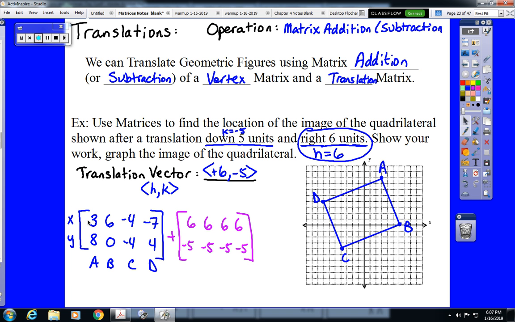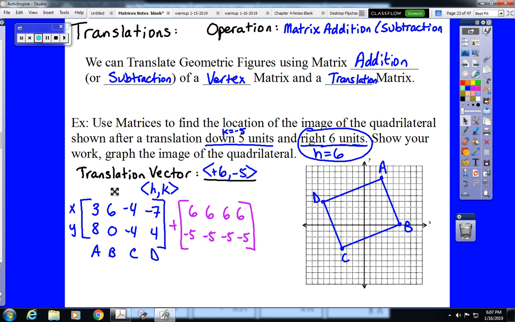I've left myself no room to work, so I'm going to have to do a little bit of adjusting here to make this fit. So we go through and we add those together. Remember what we're doing is adding each position in the matrix.